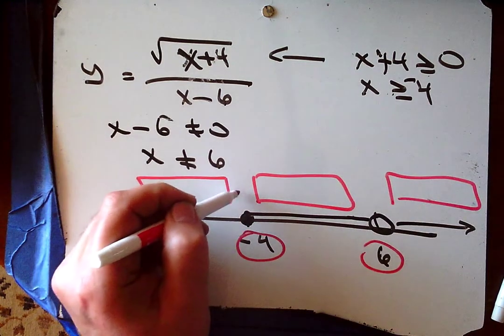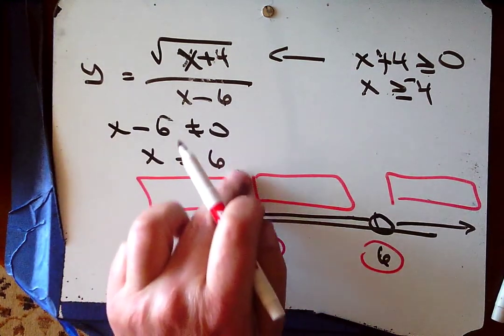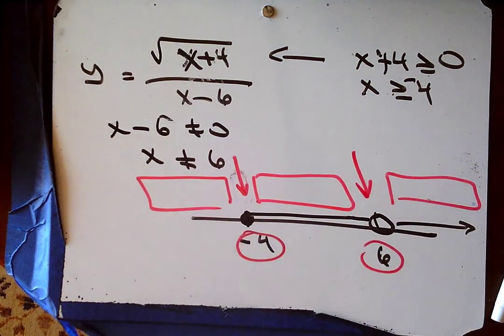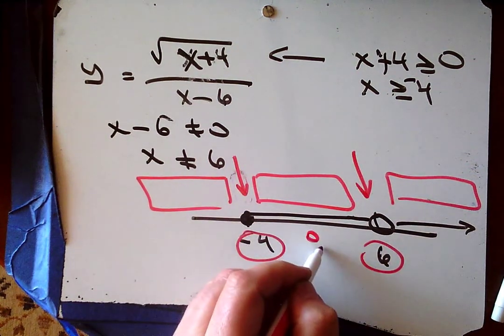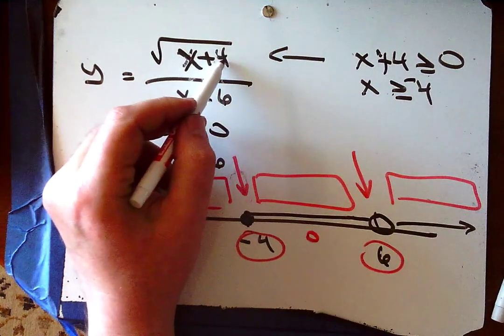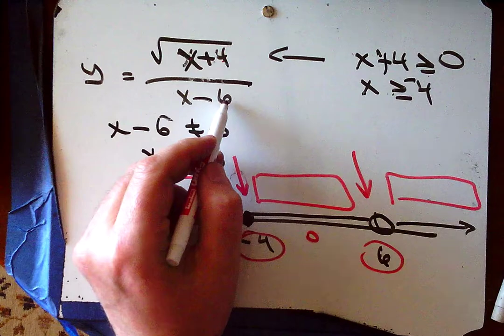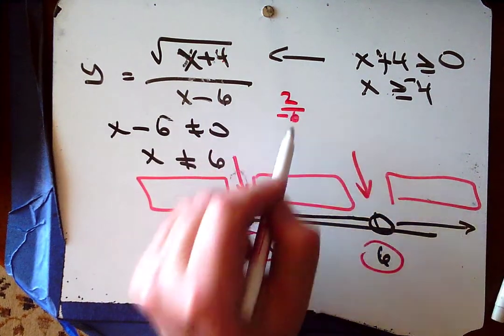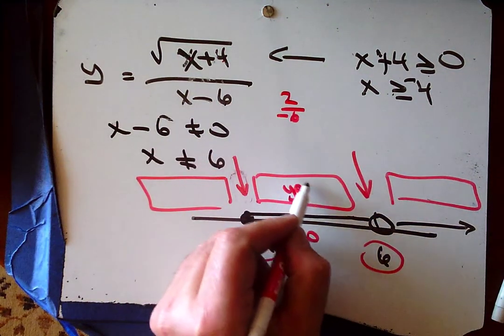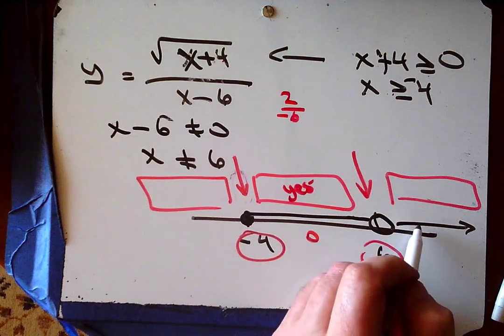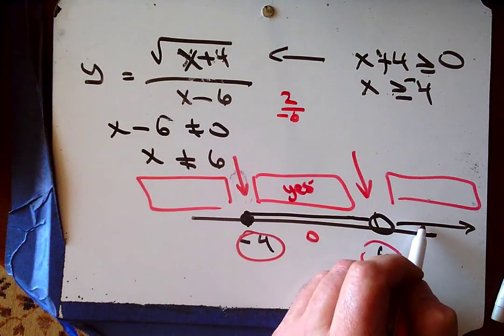And if you're not sure, test the values themselves. Test those critical numbers too. So let's try that. If I plug in a 0, 0 plus 4 is 4, square root of 4 is 2. 0 minus 6 is negative 6, so I get 2 over negative 6. Yeah, there's nothing wrong with that. That works. What if I try a number bigger than 6, like 12?